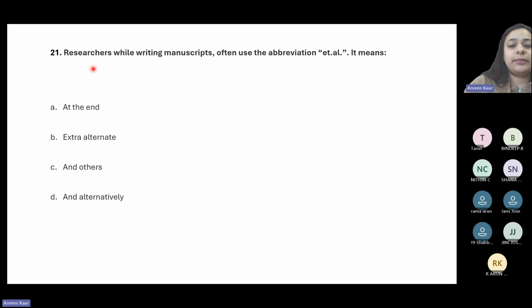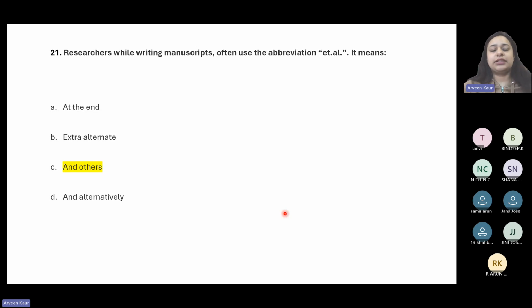Then question number 21: researchers, while writing manuscripts, often use the abbreviation et al. What does it mean? At the end, or extra alternate, or and others, or and alternatively. If you were attentive, even if you did not know before today, I had mentioned it a few slides ago, maybe half an hour ago. So the answer is and others.